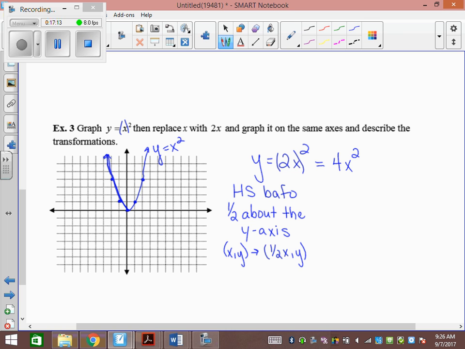All right, now, if I take those points and I plug them in, (0, 0), so 0 times a half is 0, and then 0. So that would stay. If I plugged in 1, it's going to be a half times 1, which is a half, and 1. So I'm going to go a half and 1. If I plug in this, it's going to be negative a half and 1. If I plug in 2, 4, 2 times a half is 1, so it's going to be (1, 4). And then (-1, 4).